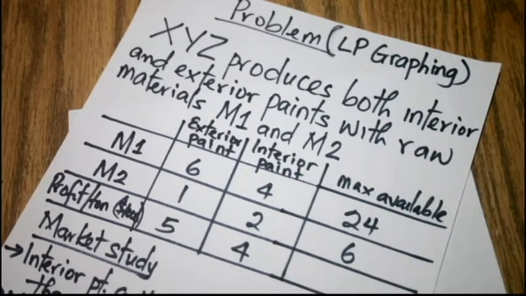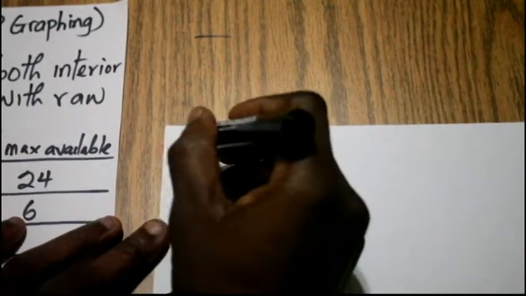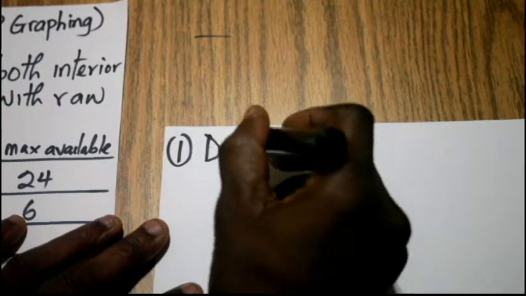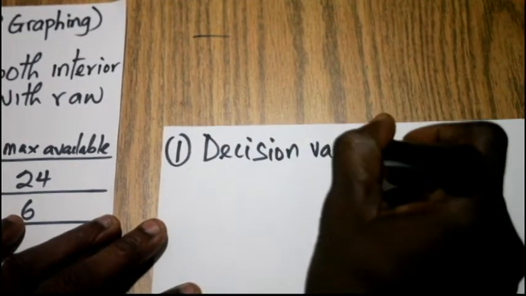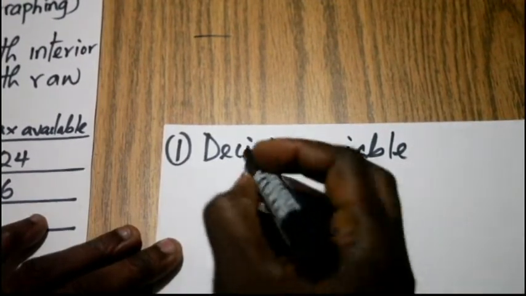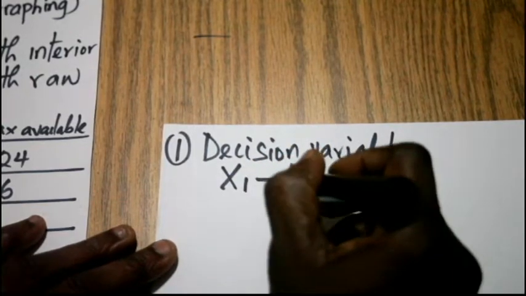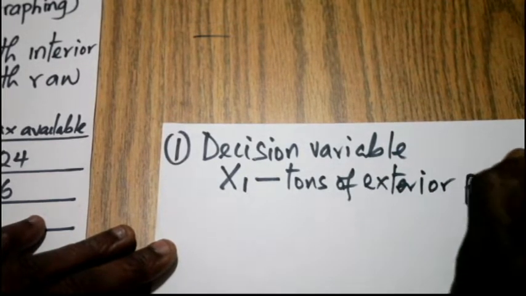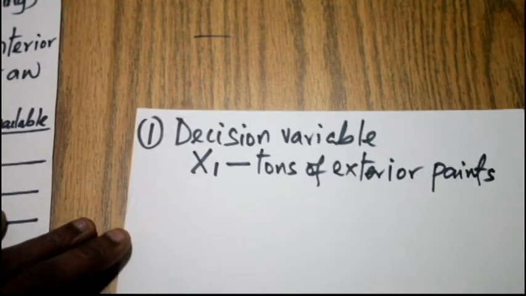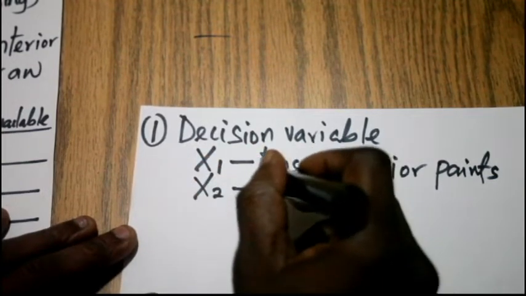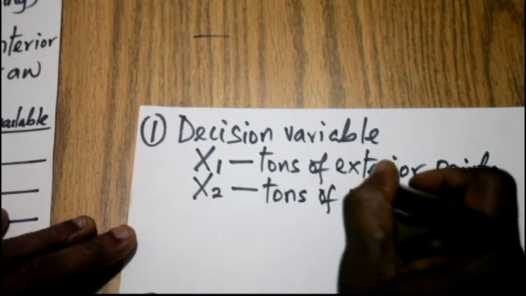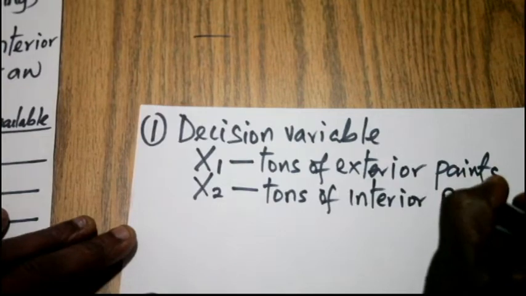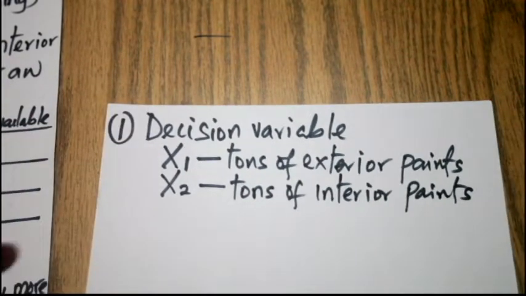How do we get the decision variables from here? Now that we have two types of paint, the exterior paint and the interior paint, those form our decision variables. So all I need to do now is state our decision variables, which will guide us to what we need to determine. For X1, I will use X1 to represent tons of exterior paint. Then I will use X2 to represent tons of interior paint. With these two, I've already stated my decision variables, X1 and X2.